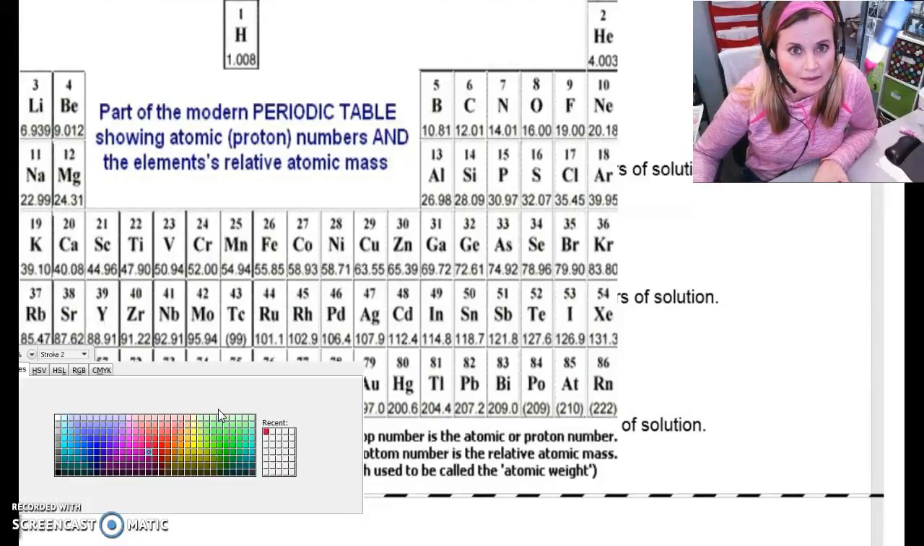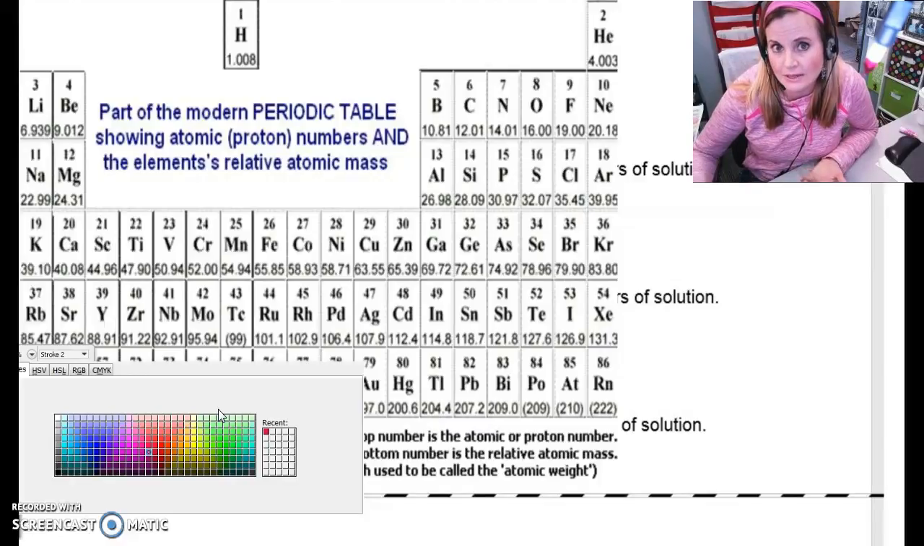For example, like I said before, a dozen is 12. So a dozen golf balls has a very different mass than a dozen bowling balls. Just because they have the same number doesn't automatically mean they have the same mass.